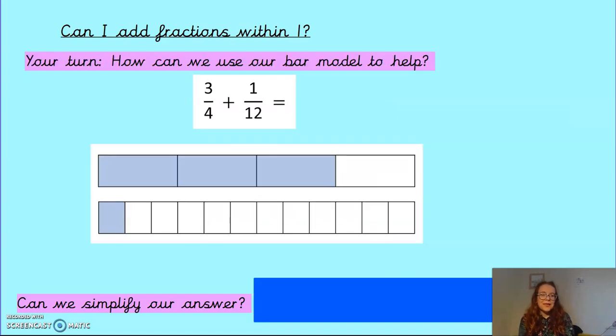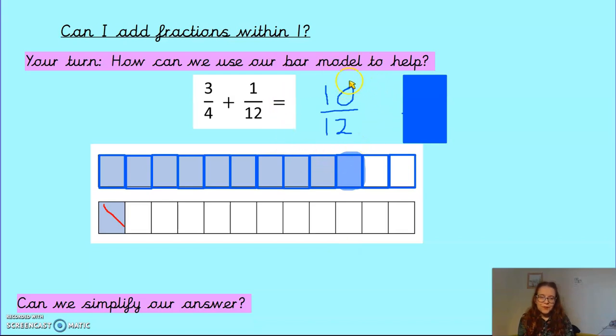Okay, let's move on. Okay, your turn. How can we use our bar model to help us with this one? I've got the bar model for you here. You can draw it out in front of you on your books. Have a go. And then once you've answered this question, 3/4 plus 1/12, can you simplify your answer? I'm going to pause it here, and then I'm going to show you how I worked it out. Okay, 3, 2, 1.